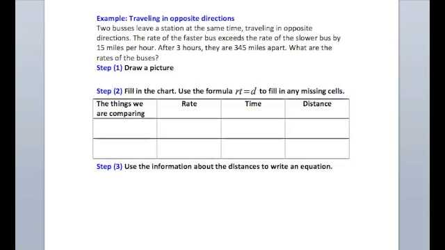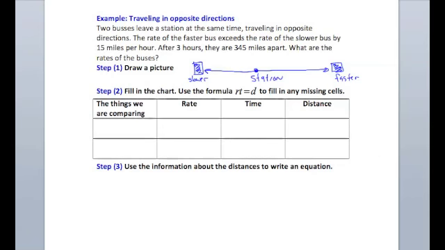Well, we have a lot of information going on here. The first thing that we need to do is draw a picture to understand what's happening. And so we have two buses leaving a station. So I'll draw a picture here, and let's say here's our station. And they're traveling in opposite directions. Okay, so let's say here's one bus. Here's another bus. Again, you don't have to be an artist to draw a picture of these buses, obviously. One of the buses is traveling faster. So I'll say that this is the faster bus, and this over here is the slower bus.